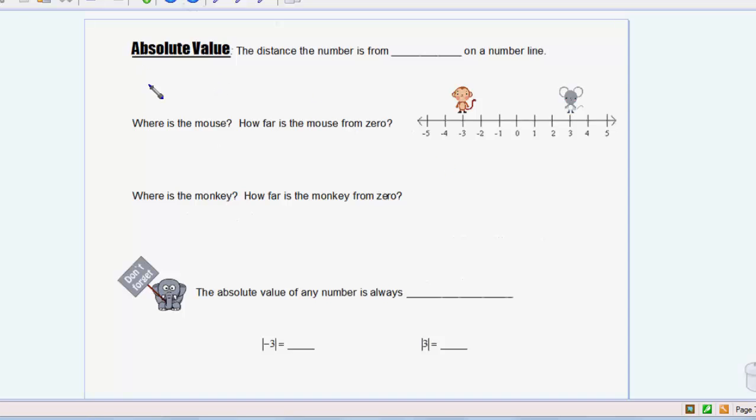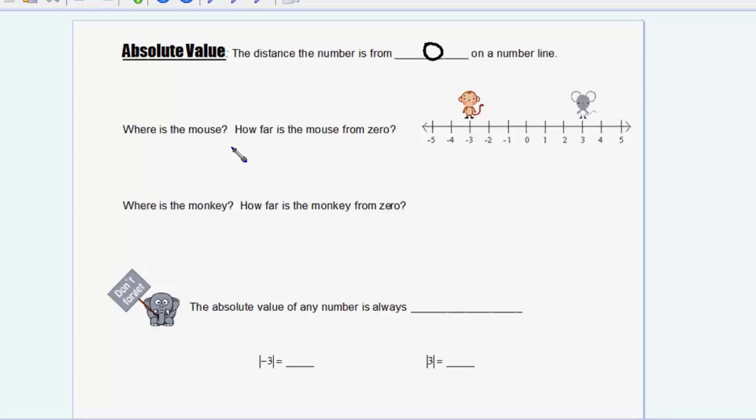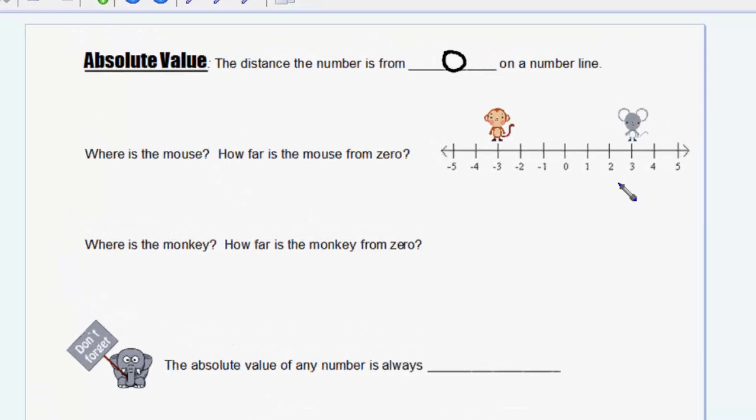All right, our next learning target for this section talks about absolute value. So absolute value is an important definition that you need to get down. The absolute value stands for the distance the number is from 0 on a number line. So I have my little number line here, and I have some questions for you to consider.